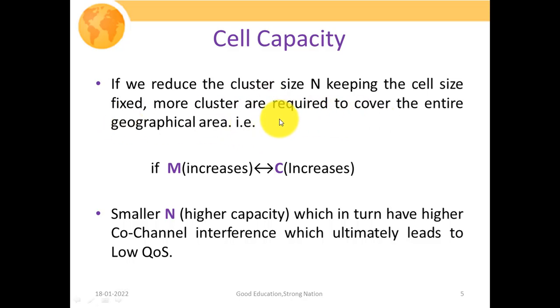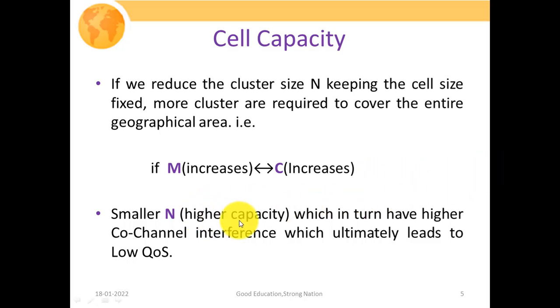So if we perform replication more number of times, it means we are going to increase our capacity, since replication factor M has a direct proportional relationship with your channel capacity. If M increases, that is, if your replication factor increases, then capacity will also increase. Whereas this smaller N, that is smaller cluster size, will force co-channel cells to be designated at nearby places. If this is the case, then it will definitely increase your co-channel interference.